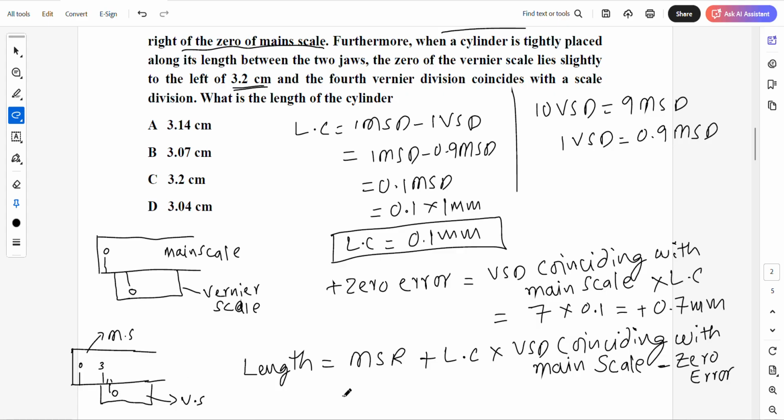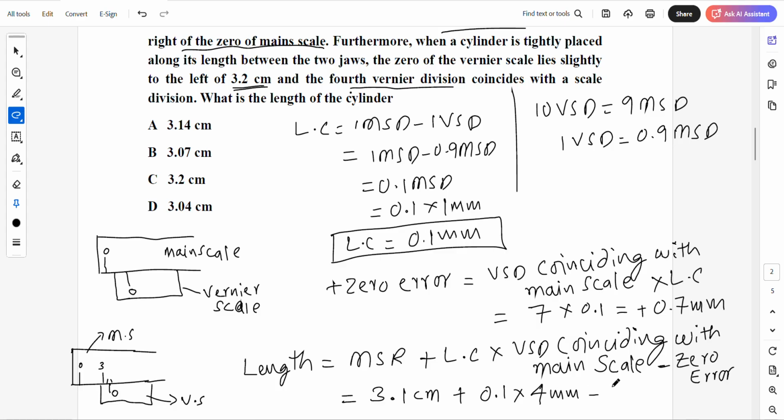Which is the main scale reading then? That is equal to 3.1 itself. Very good. 3.1, that is in centimeter, 3.1 centimeter, because they are given in centimeter. Plus least count, how much? 0.1, which is the VSD coinciding with main scale. The 4th vernier division coincides, so that is into 4. Correct, no? That is in mm.